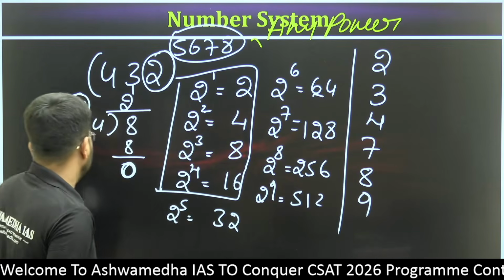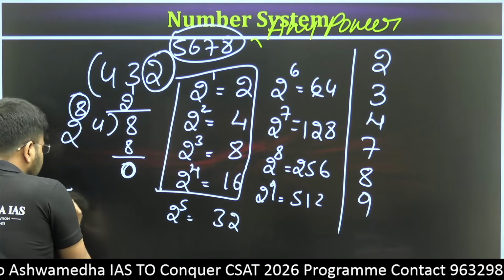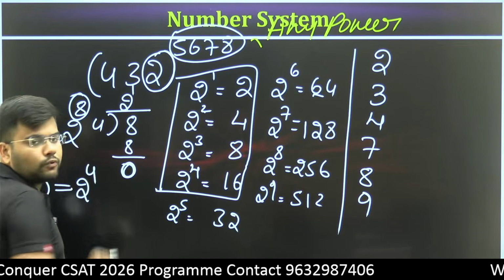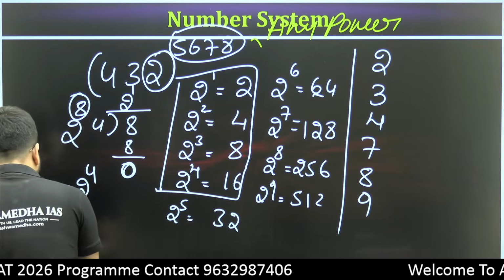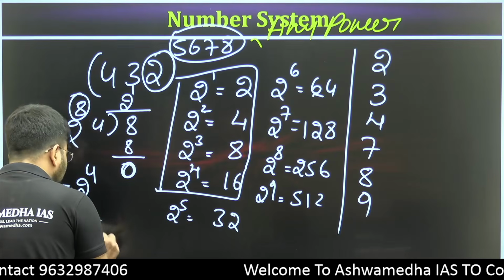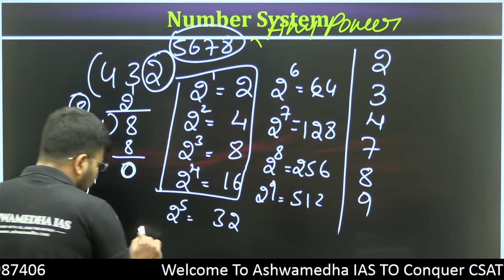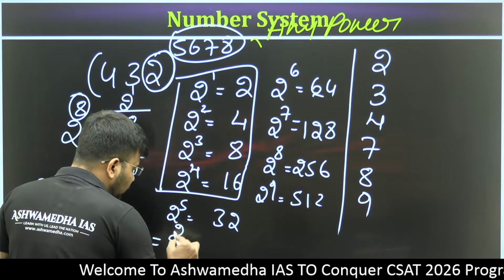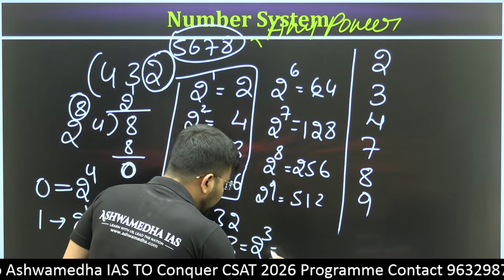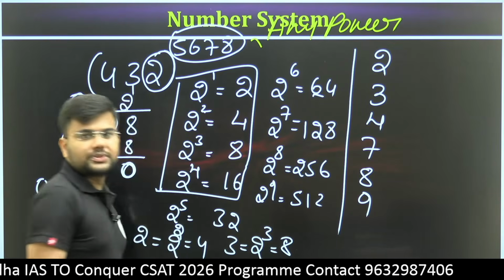That means if you get a 0 as the remainder, the unit digit would be similar to that of 2 power 4, that is 6. If you get 1 as the remainder, the unit digit would be same as that of 2 power 1, that is 2. If you get 2 as the remainder, the unit digit would be same as that of 2 power 2, that is equal to 4. If you get 3 as the remainder, the unit digit is same as that of 2 power 3, that is 8. I hope it's clear.